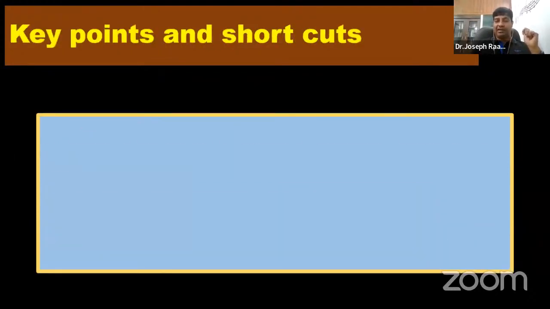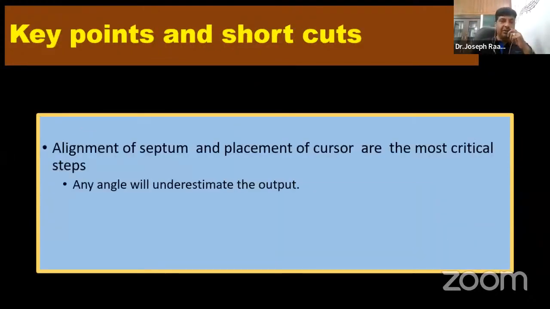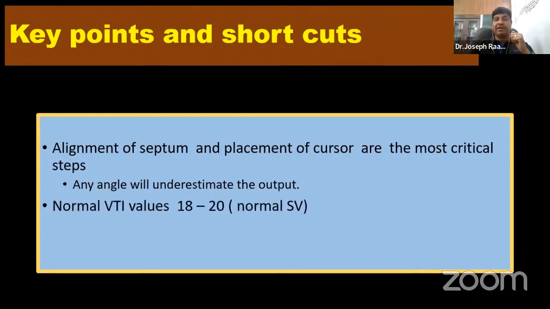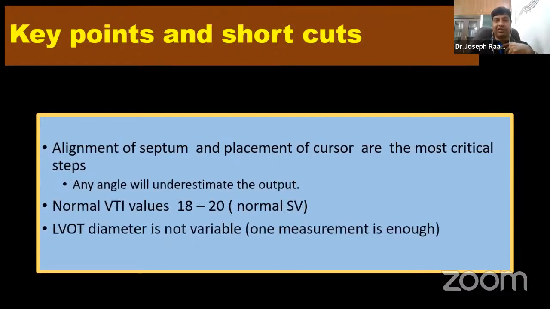But while performing this test, there are certain things you need to remember. The alignment of the septum and placement of the cursor are the most critical, because the Doppler signal has to be parallel with the flow. Unless the septum is aligned properly, the value will be either underestimated or overestimated. That's the most important. These are the normal VTI values which I was talking about. And another thing is, each time we need not measure the LVOT diameter.